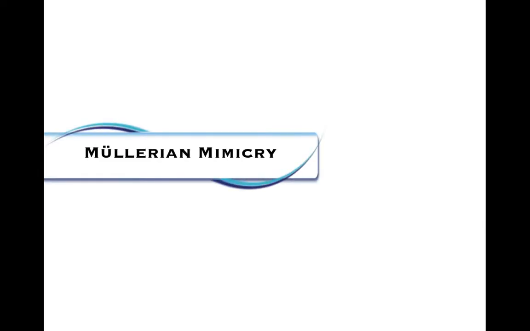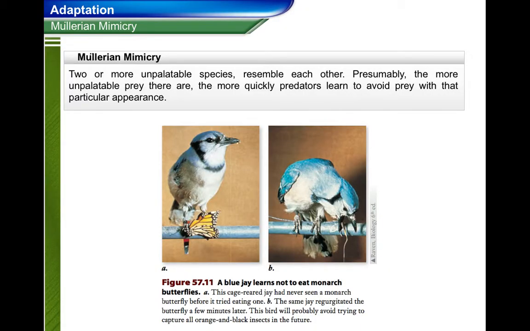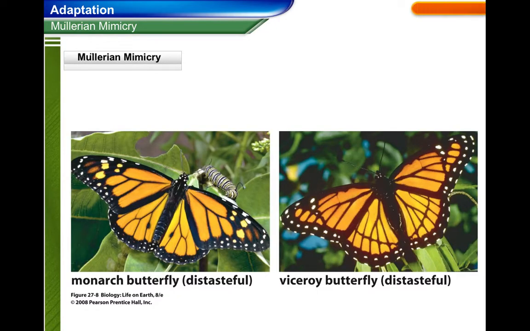The other type of mimicry is Mullerian mimicry, and in this case, two or more unpalatable species resemble each other. Presumably, the more unpalatable prey there are, the more quickly predators learn to avoid prey with that particular appearance. As we can see, this blue jay is learning not to eat monarch butterflies, which are as distasteful as the viceroy butterfly. So in this way, both protect each other against predators.